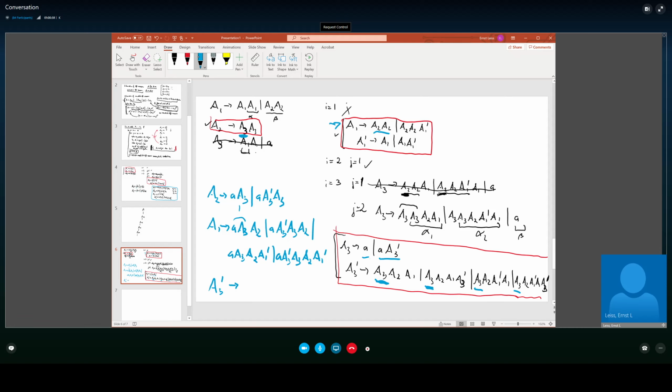by replacing this A3 by A, or by A3 prime. And the same thing for this A3, same thing for this A3, same thing for this A3. So this gives you 8 productions. Any questions?